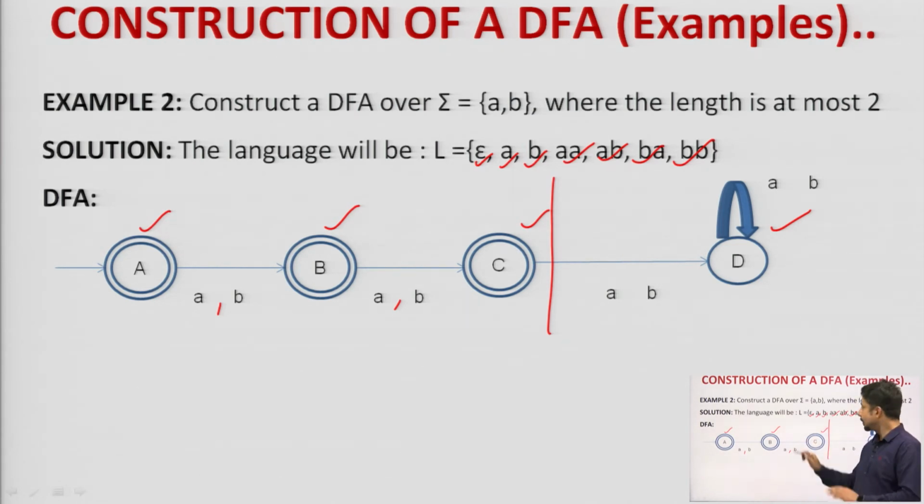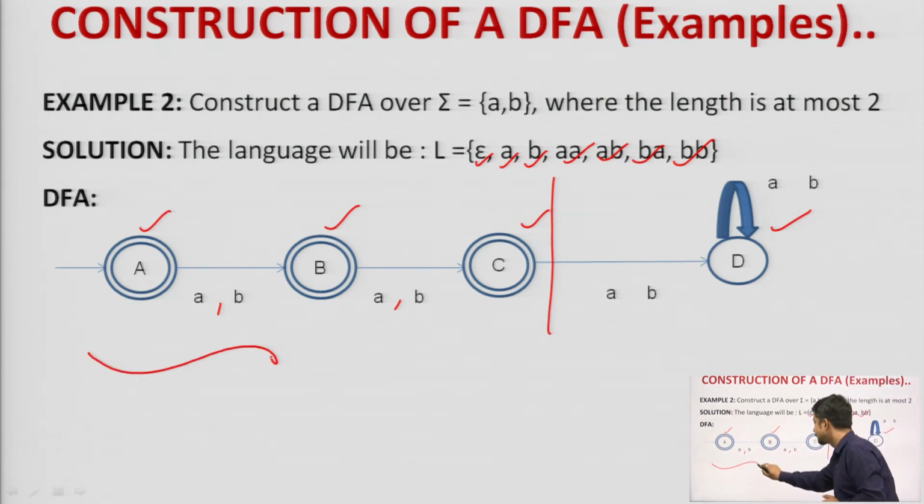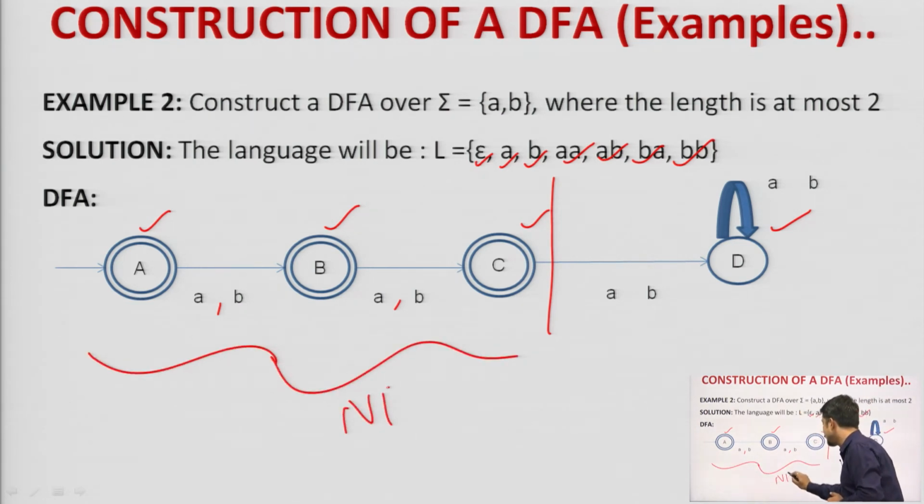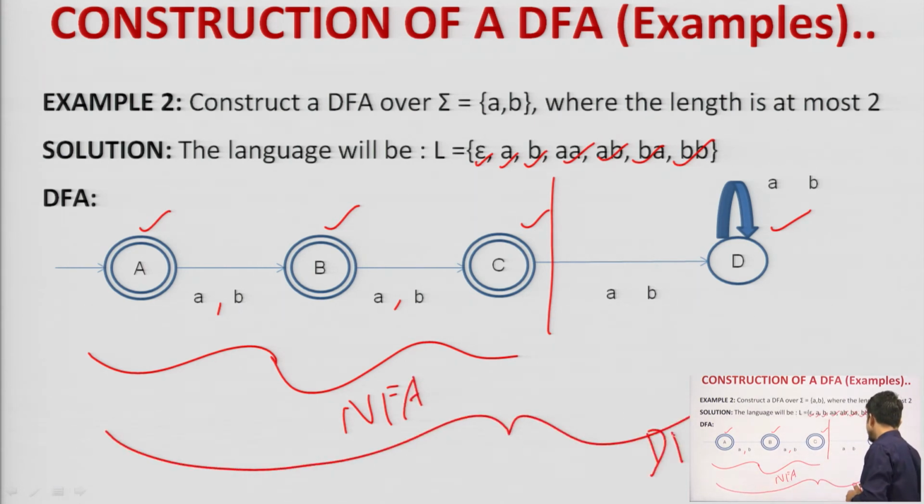I am done with the language, all the strings are accepted. This particular diagram is called an NFA, because I do not require any kind of restrictions in an NFA. NFA just needs to focus on whether the string has been accepted or not, or whether the language has been accepted or not. So that means till here it is an NFA, and overall if you look into the diagram, this is a DFA, clear? So, this is all about the second question.